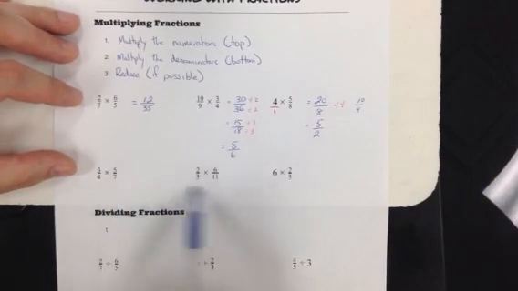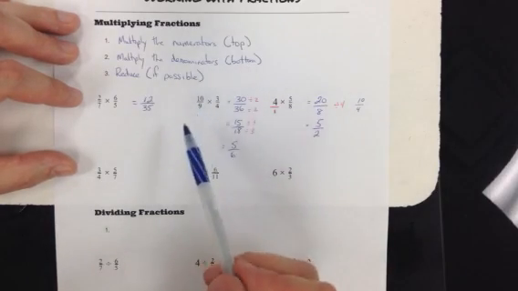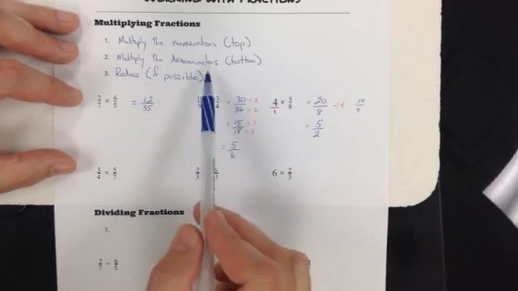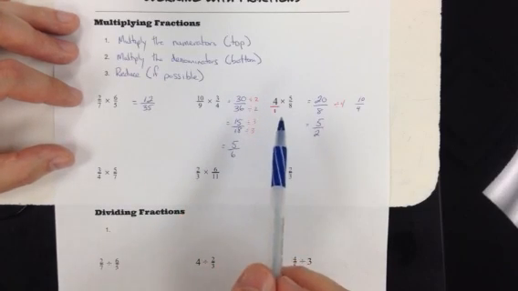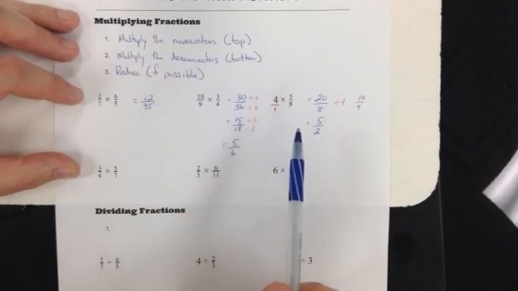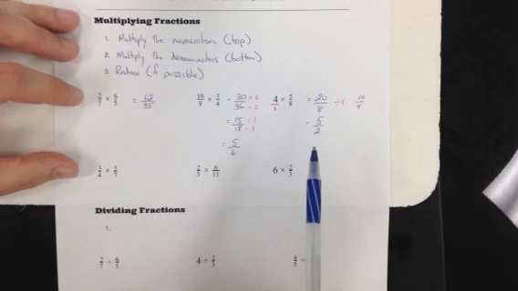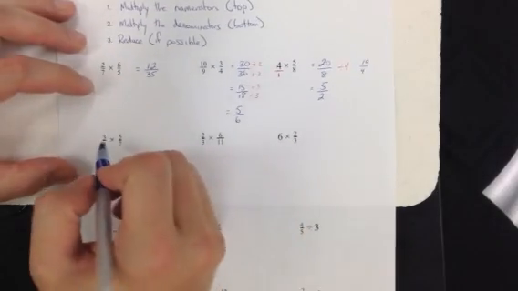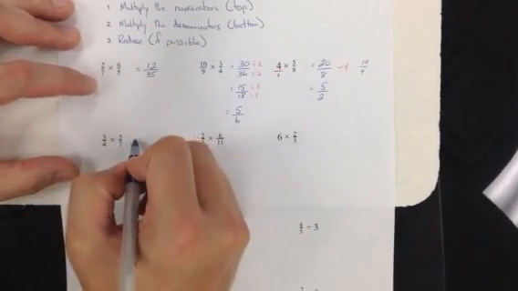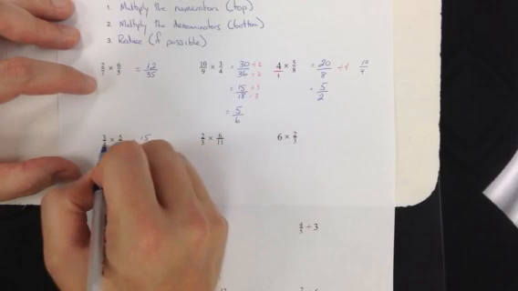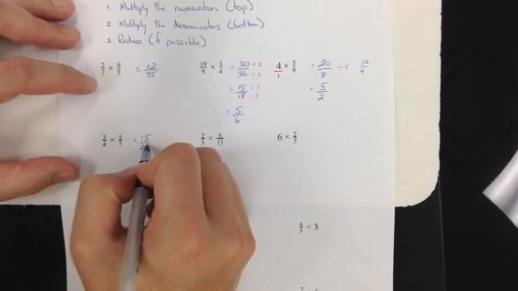At this point, it'd be a good time to try the next ones on your own, following these 3 steps. Multiply the tops, multiply the bottoms, and then check to see if you can make those numbers smaller. If I follow along the steps here, okay, 3 times 5 gives me 15. 4 times 7 gives me 28.